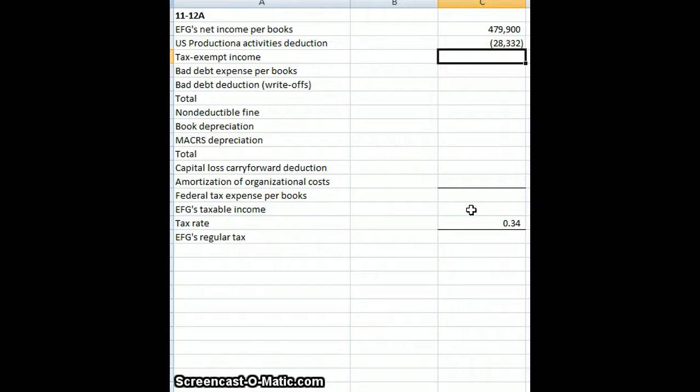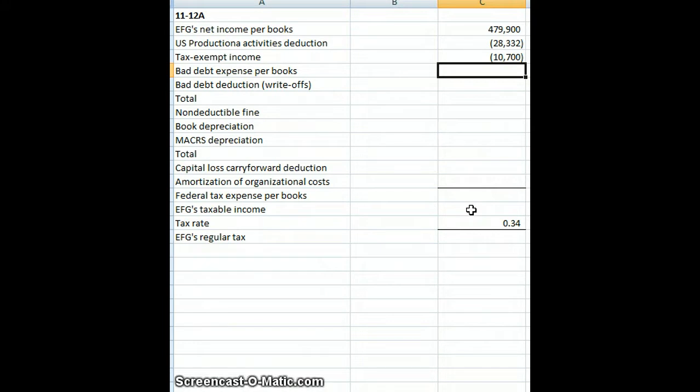Next we have EFG earned $10,700 on investment in tax-exempt municipal bonds. Tax-exempt municipal bonds are not subject to tax, so therefore we will subtract $10,700 from our book income.